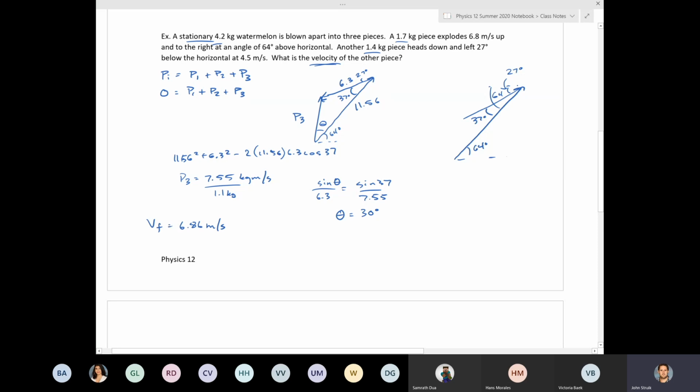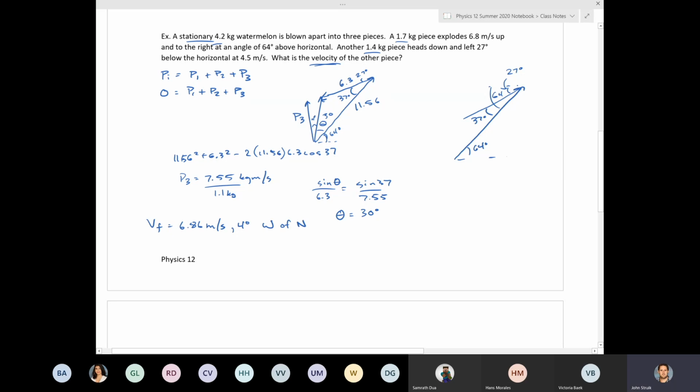And then if this is 30 degrees and this is 64 degrees, that means the whole thing is 94 degrees, which means that we're actually going that way 4 degrees west of north, which I hope makes sense.